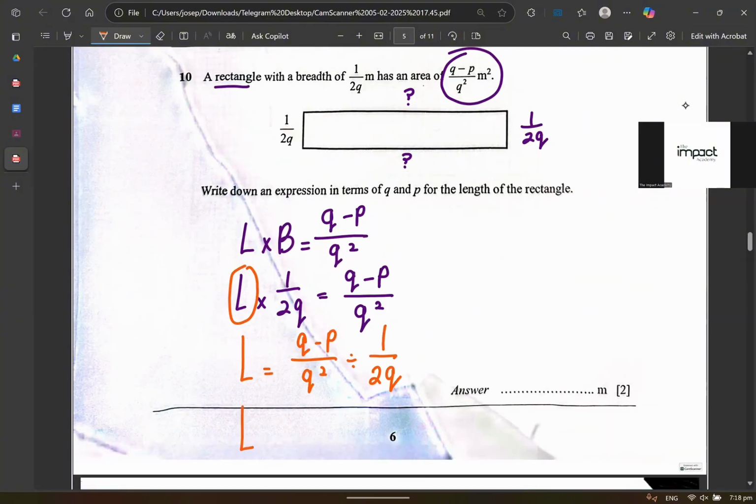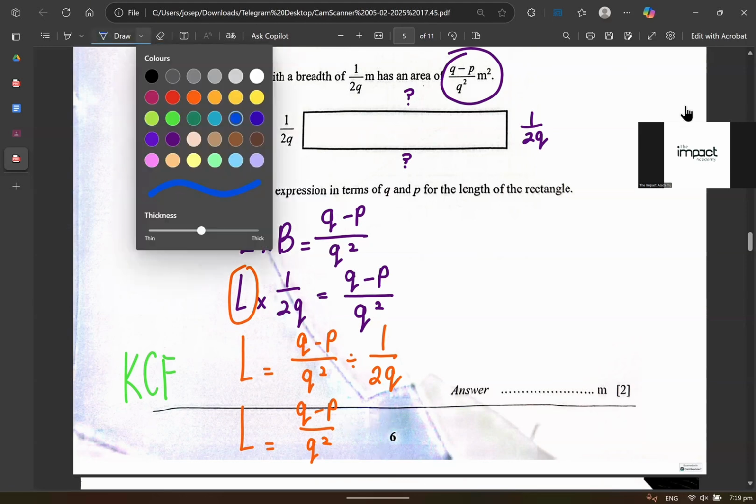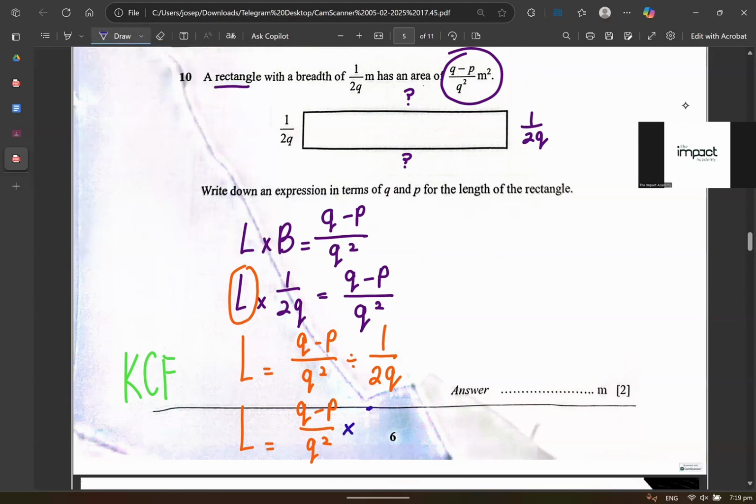So length is equals to q minus p over q squared. Every time we see divide, keep, change, flip. You must add in these trigger words. Agree or disagree? 2q over 1. Okay, let me rewrite that nicely. That becomes you times 2q over 1. Does that make sense to you?